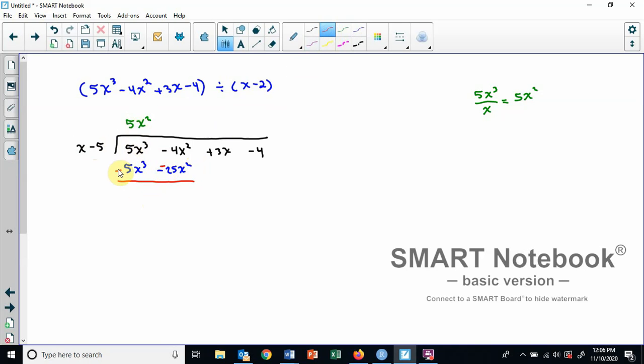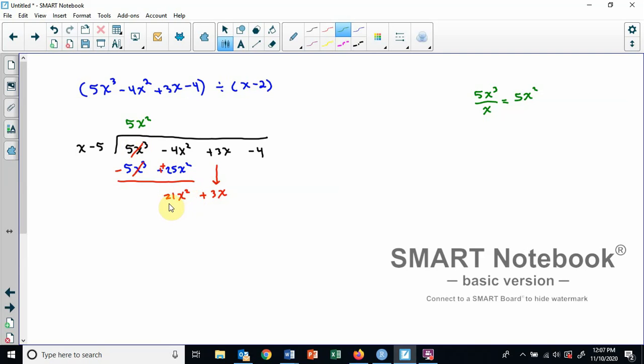Well, 5x to the third minus 5x to the third, that's gone. A negative 4x squared minus a negative 25x squared, well, the minus a minus becomes a positive, right? So negative 4x squared plus 25x squared, that is a positive 21x squared. I'll go ahead and bring down the next term, the plus 3x. Okay, so that is one cycle through this division. So let's do the second cycle.